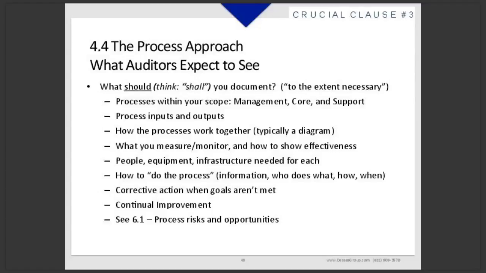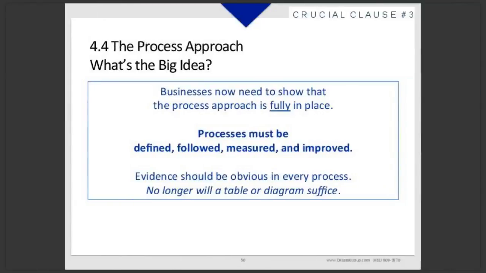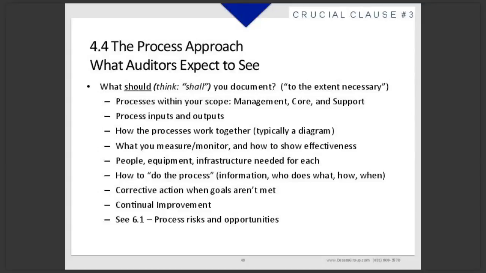Auditors expect to see, it doesn't say you must document, but to the extent necessary, and I think some companies have too much and some companies have too little. So look at the processes within your scope: management, core, and support. Maybe you only had core processes documented before, or defined and measured before. Make sure you have the inputs and outputs and the sequence and interaction of all your processes defined. Also make sure that you have measures: what you're going to measure, when and how you're going to measure. It says that in clause 4.4.1. It's even more specific in clause 9. We'll talk about that in one of the later crucial clauses.